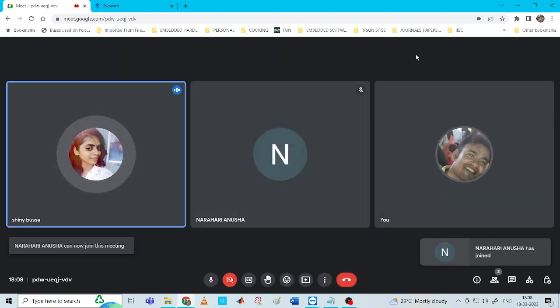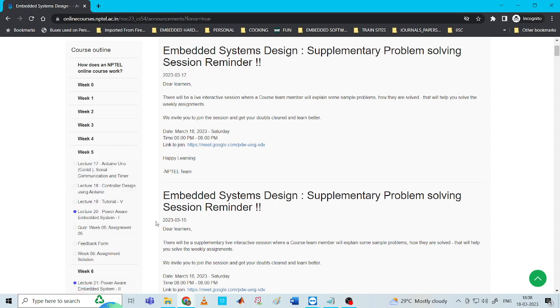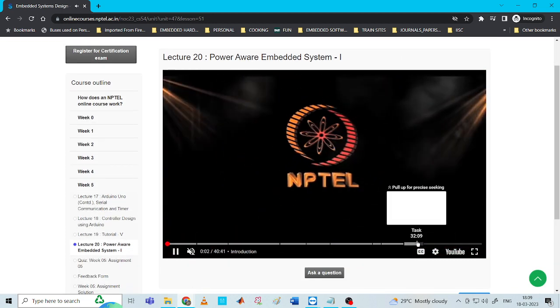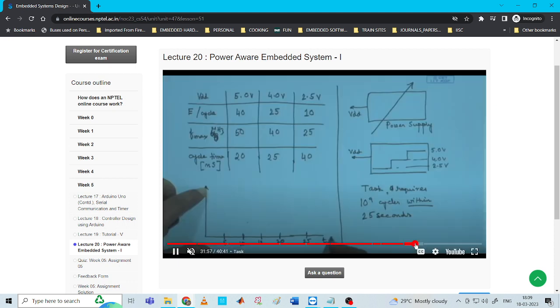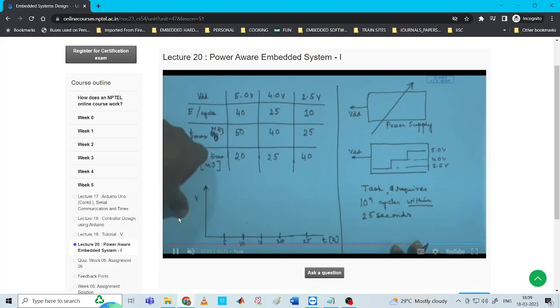Sir has discussed spatial versus dynamic supply voltage management. In that, he has given one example, a table with VDD, energy per cycle, frequency, and cycle time. After that, he took an example of a task which requires 10 power 9 cycles within a deadline of 25 seconds. He discussed three different cases where energy consumption varies.